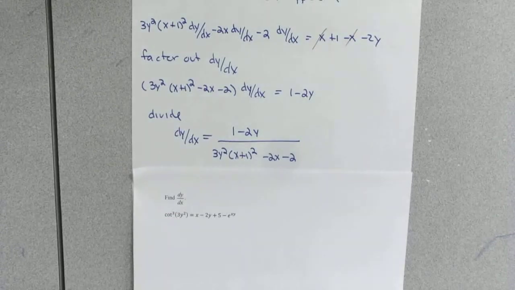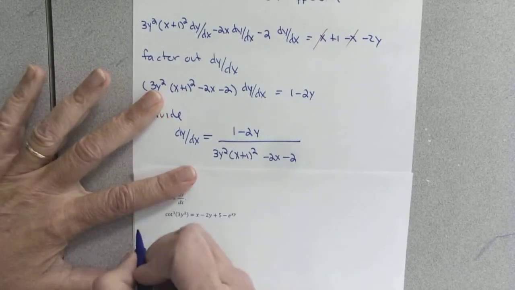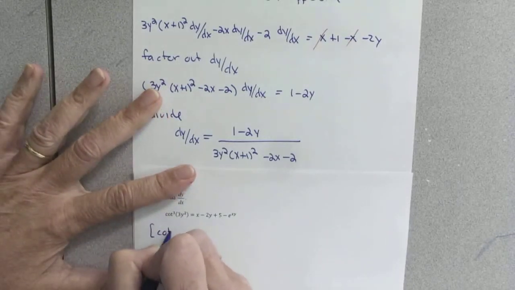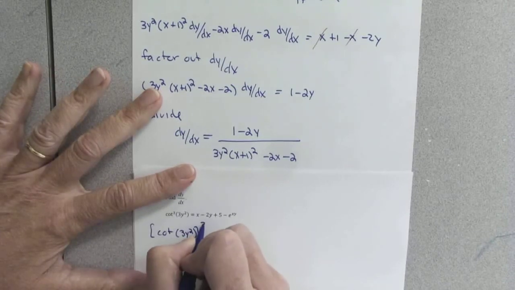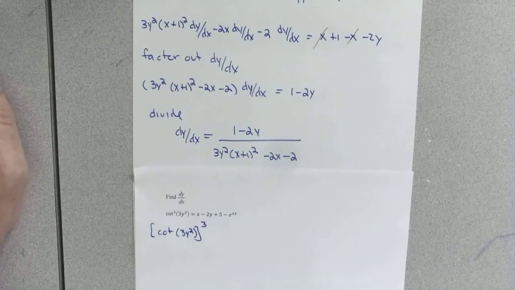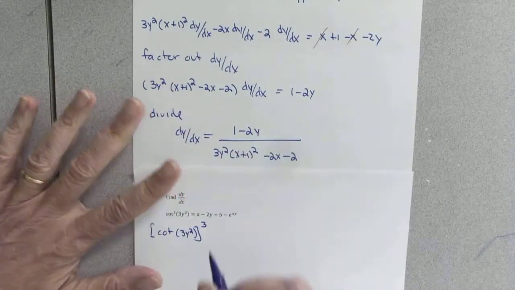Okay, one more time with the derivative. Actually, it's going to be two more times. I got two more problems to do. Find dy dx. Again, implicit differentiation. Remember here, this is cotangent of 3y squared quantity cubed, written that way. That's what that little 3 there means.